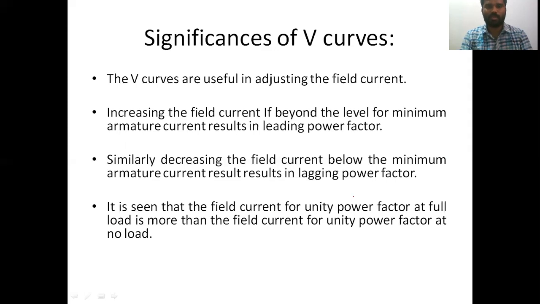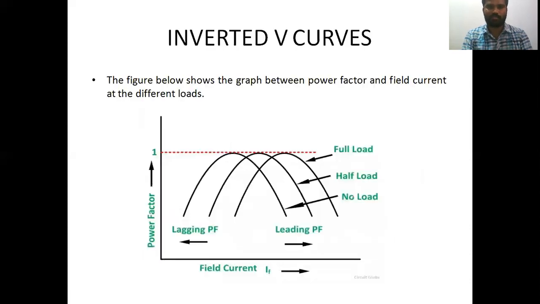By adjusting the field current, we can get three different excitation levels, which are over excitation, under excitation, and critical excitation. At over excitation condition, the machine will be running at leading power factor. Under excited condition, the machine will be running at lagging power factor, and at critical excitation, the machine is said to be at nearly unity power factor. So these curves are very useful in adjusting the field current to get the appropriate power factor.